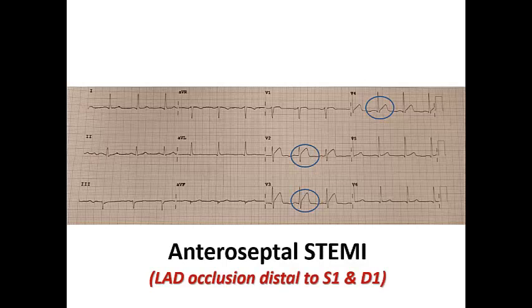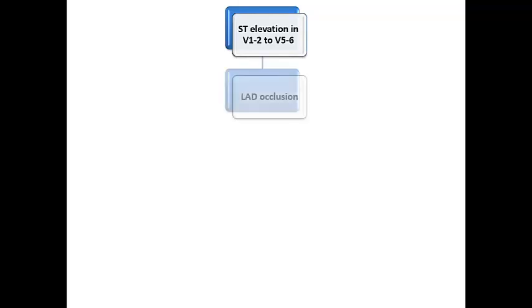So also it is anteroseptal STEMI with LAD occlusion distal to S1 and diagonal 1. So let's see this flow chart here. When a patient is having ST elevation from V1 or starting from V2 till V5 or V6, here I can see anterior STEMI and I can predict that the culprit artery is a LAD. But where is the culprit lesion?